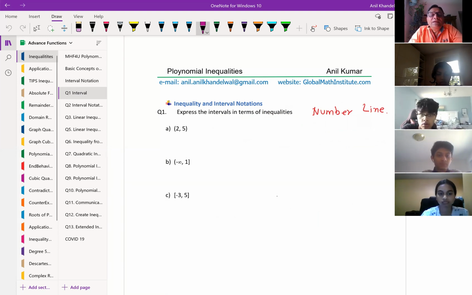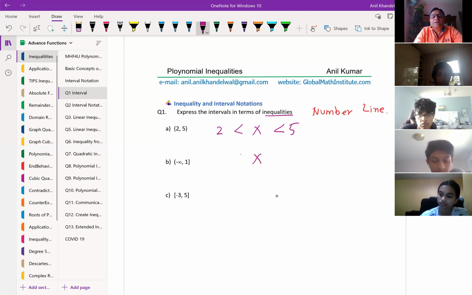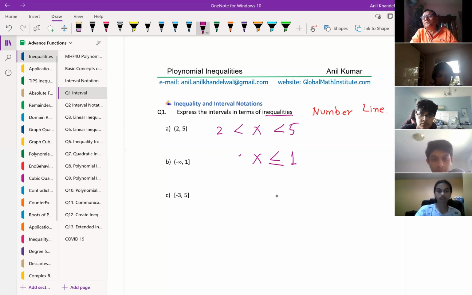Is that okay? Now express the interval in terms of inequalities. So first one, how will you write this? 2 to 5? Correct? For the next one, X is greater than minus infinity, less than or equal to 1. You need not write anything here. The only thing you'll write is X less than or equal to 1. Do you see that part? How will you represent from minus infinity to 1? It means basically less than or equal to 1, correct?